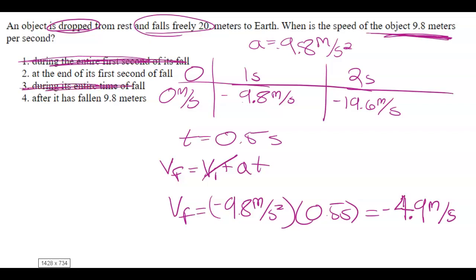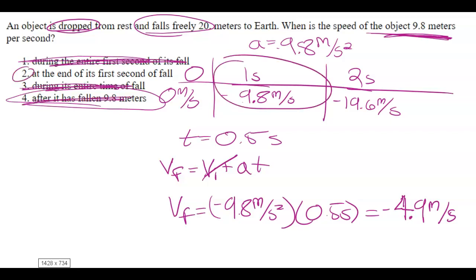It's not during the entire time of fall, because after 2 seconds it's moving even faster. And no one said after it's fallen 9.8 meters yet, but it's not going to be that either, right? It doesn't have to do with the distance it falls. That's not when its speed is 9.8 meters per second. Its speed is 9.8 meters per second after that first second. It's got to be that one.